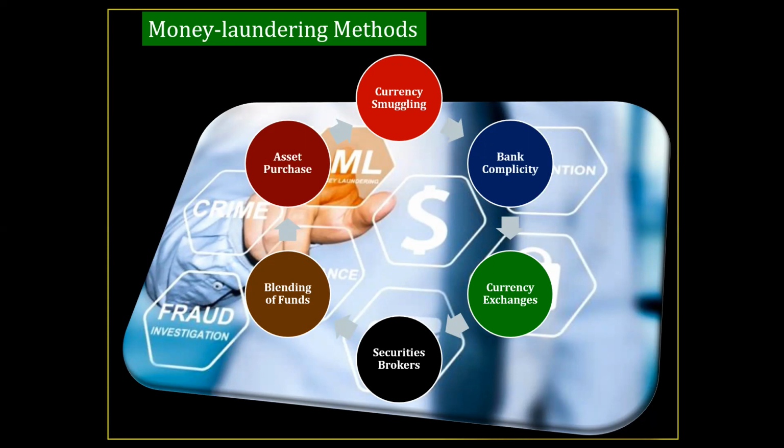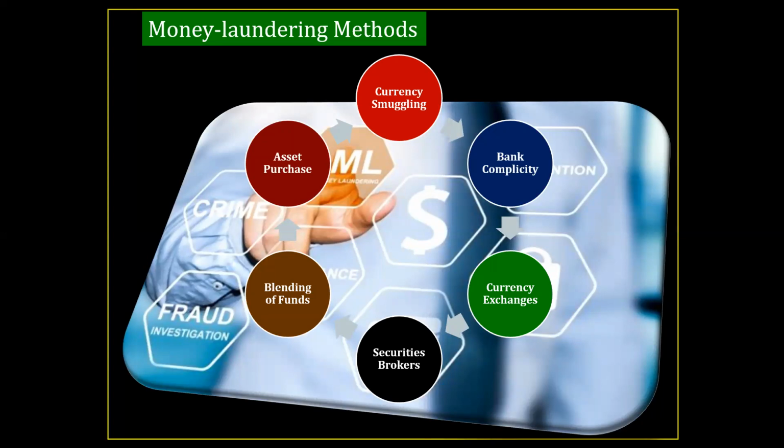The last one is asset purchase. The purchase of assets with cash is a classic money laundering method. The major purpose is to change the form of proceeds from conspicuous bulk cash to some equally valuable but less conspicuous form. So these are the main methods of money laundering. Currency smuggling is the transfer of currency from one country to another. Bank complicity is when the bank is owned by some person who is already fraudulent, which makes it easy for launderers to do the money laundering.